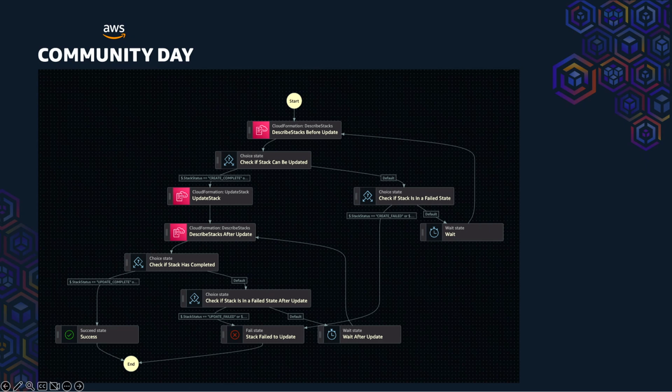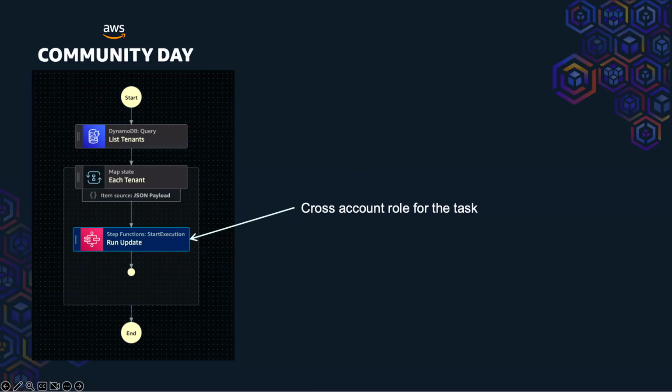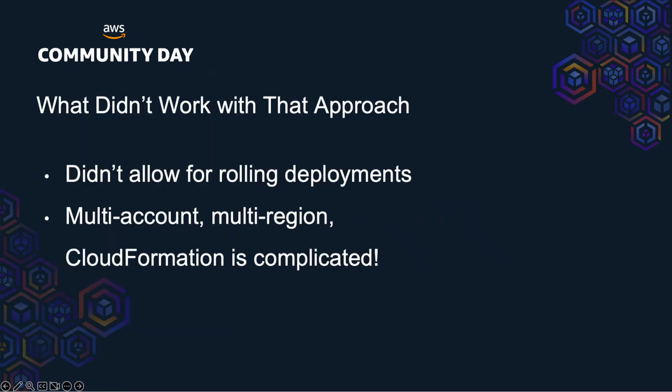All right. What about multi-account? If you have multiple AWS accounts, you need to do the same sort of thing. My first thought was to take advantage of the cross-account role. I've got the step function that's running and gives me a list of all my tenants, and I can just start calling that run update for every one of my tenants. It seemed like a really good idea. It turns out to be a really bad idea.